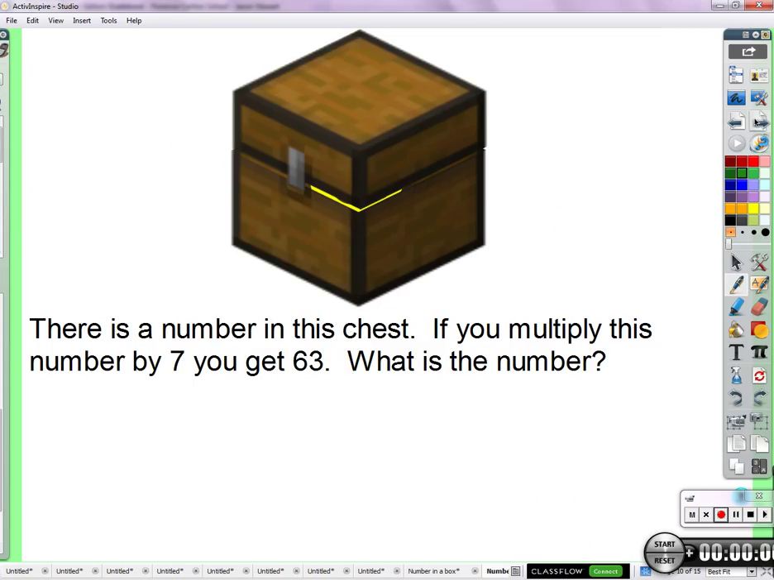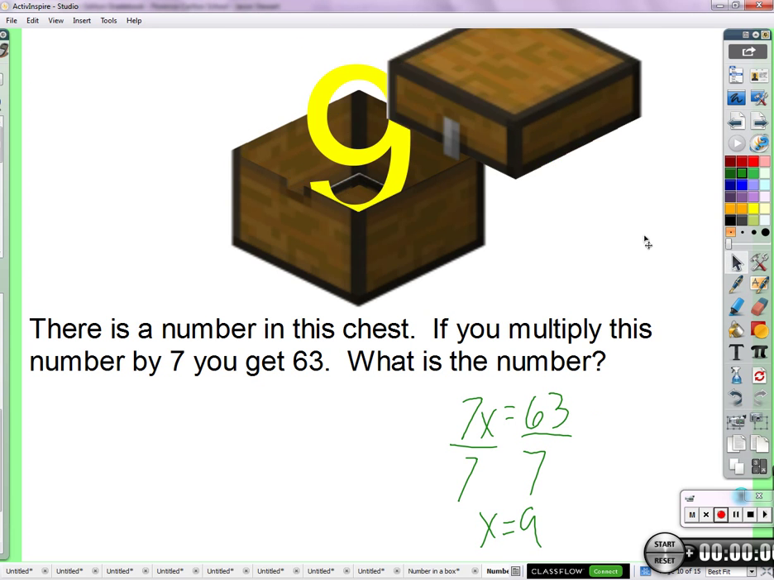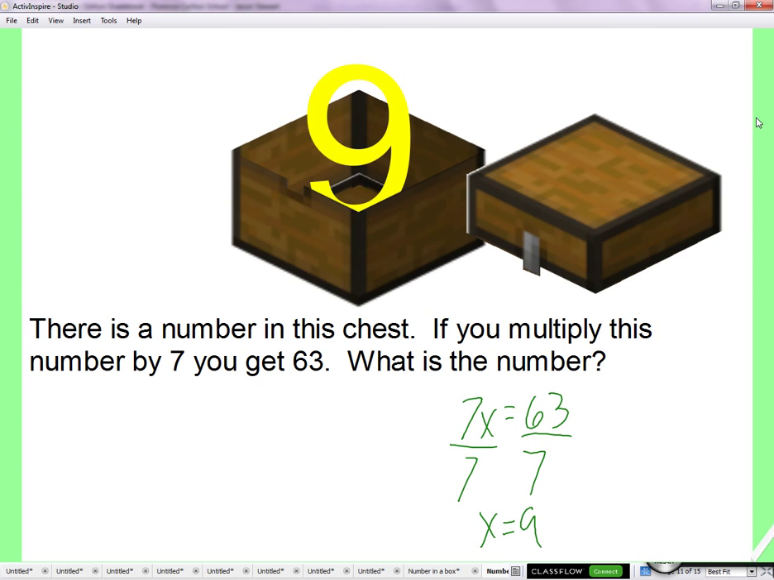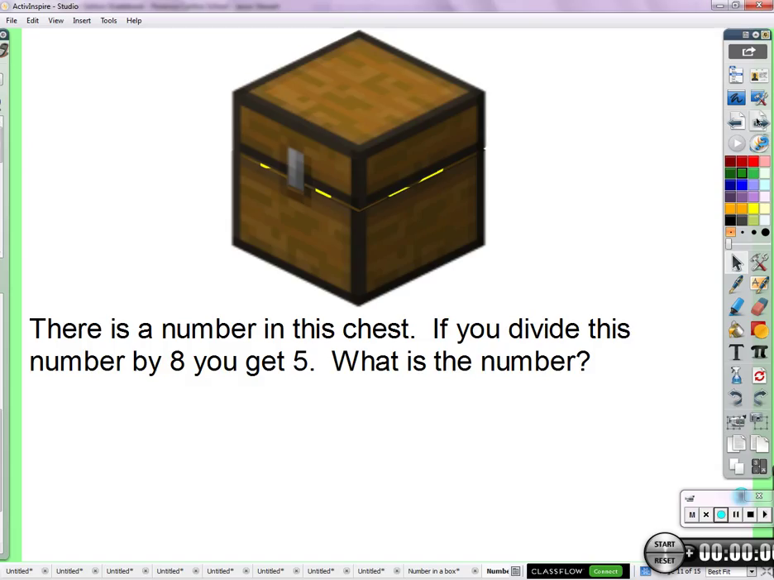So someone just go ahead and outright give me the equation that we would use to solve this problem here. 7x equals 63. 7 times the number in the box equals 63. And how do we solve this equation? Divide by 7. X equals? 9. Which is true.